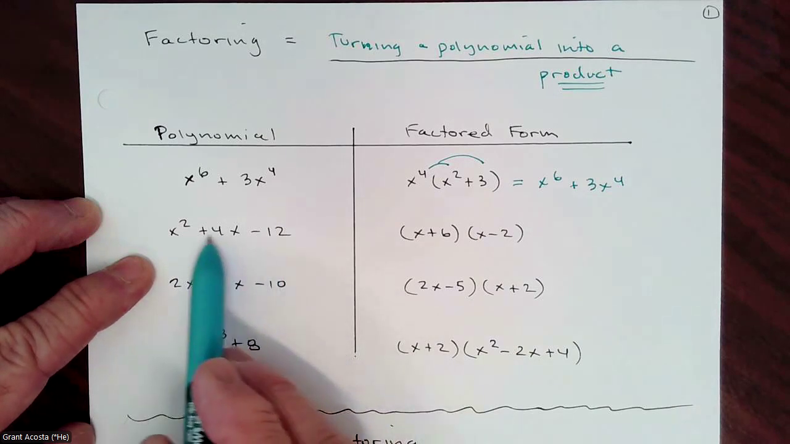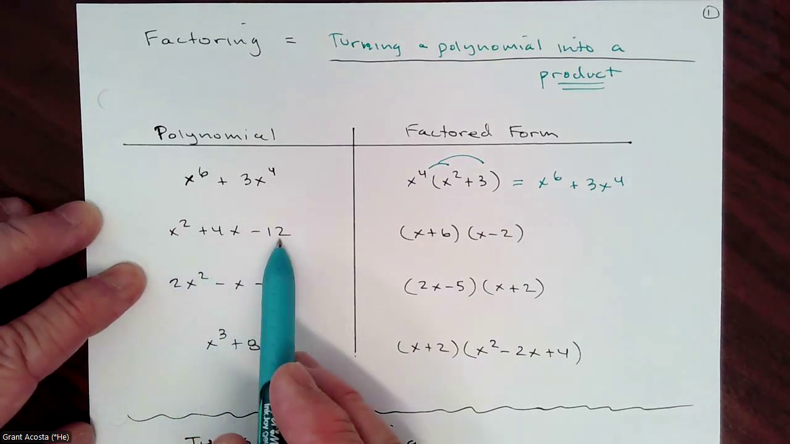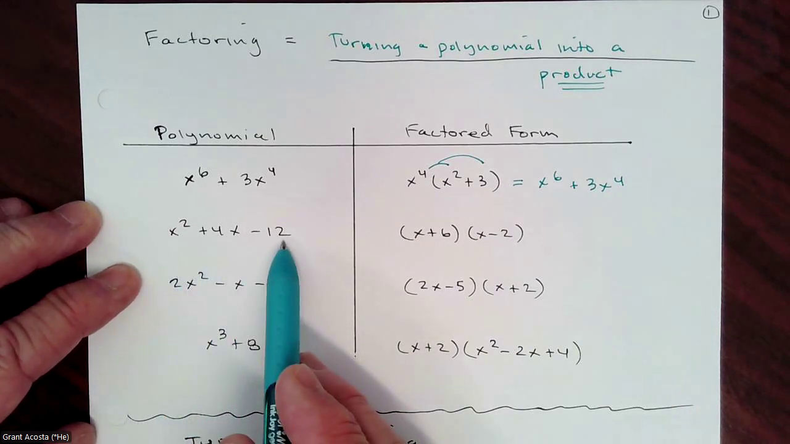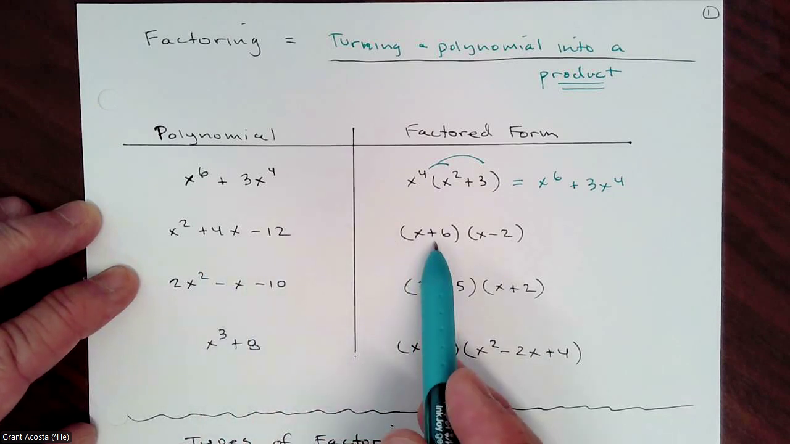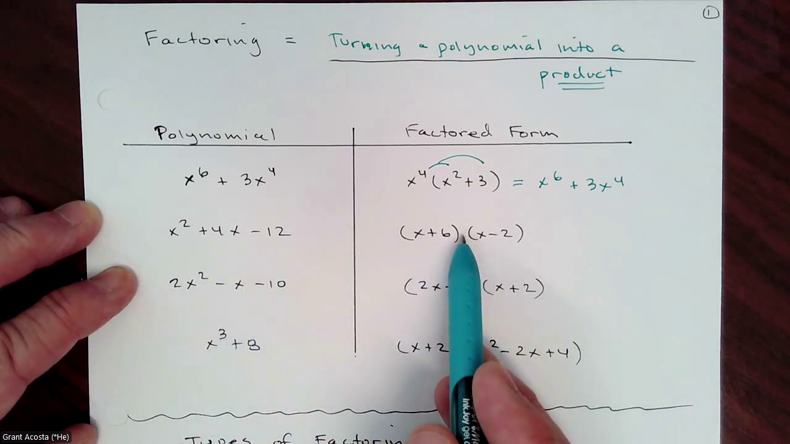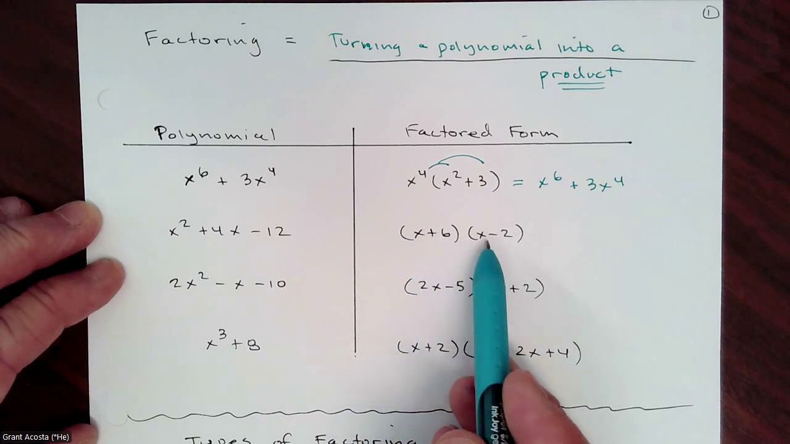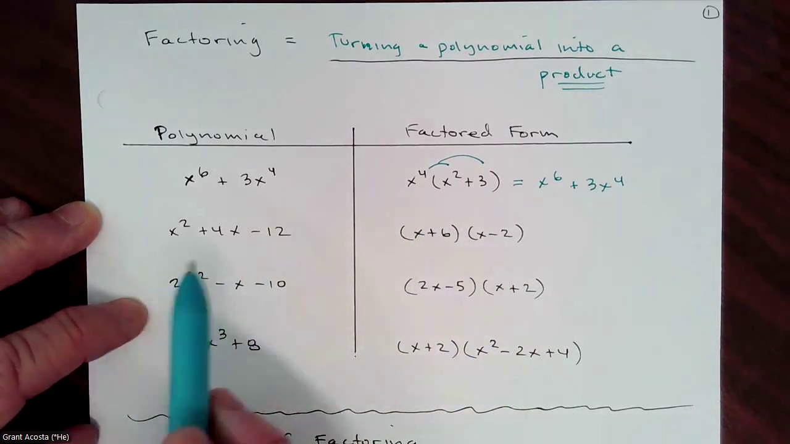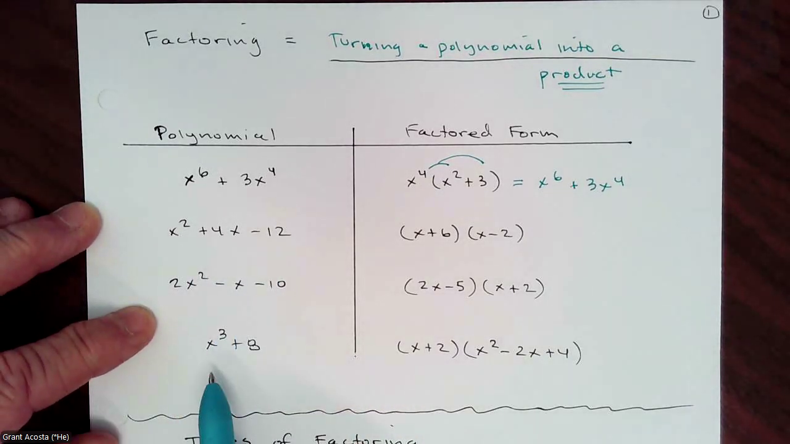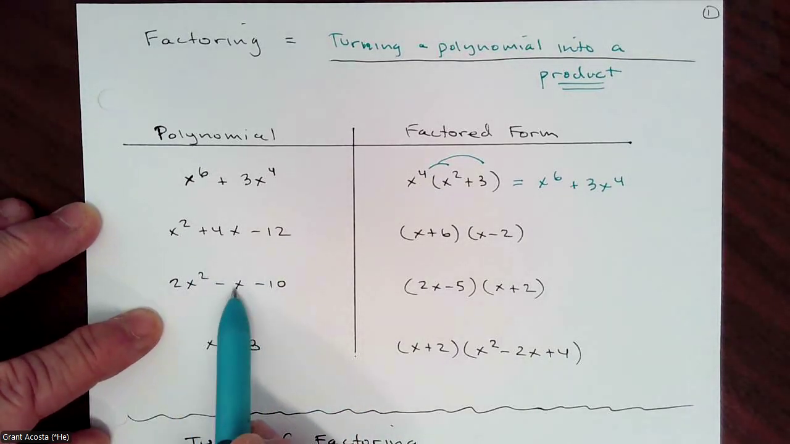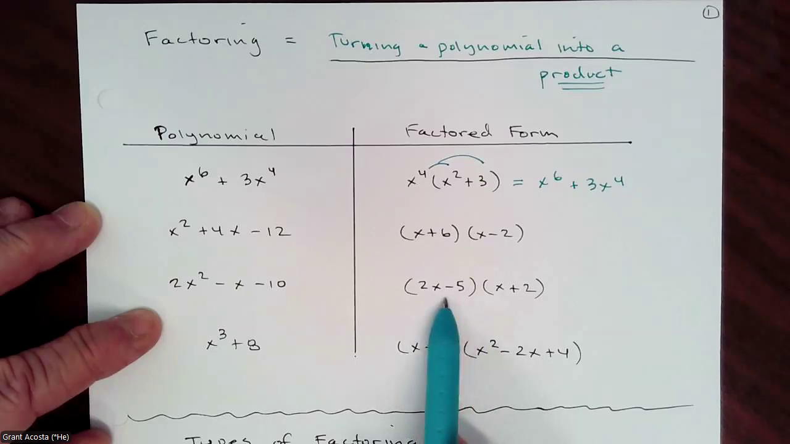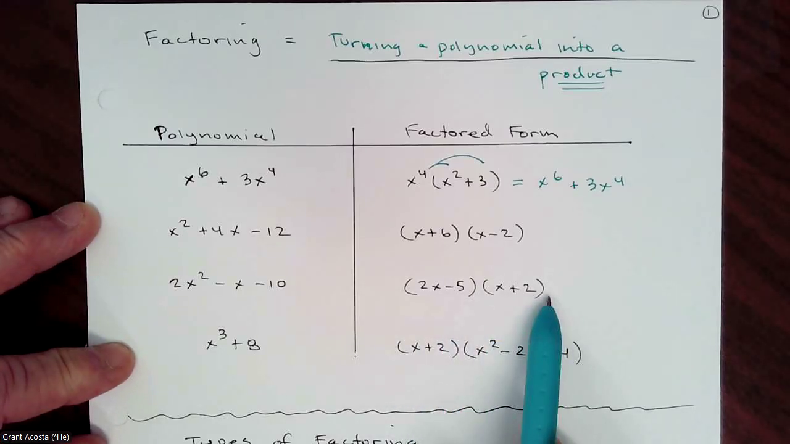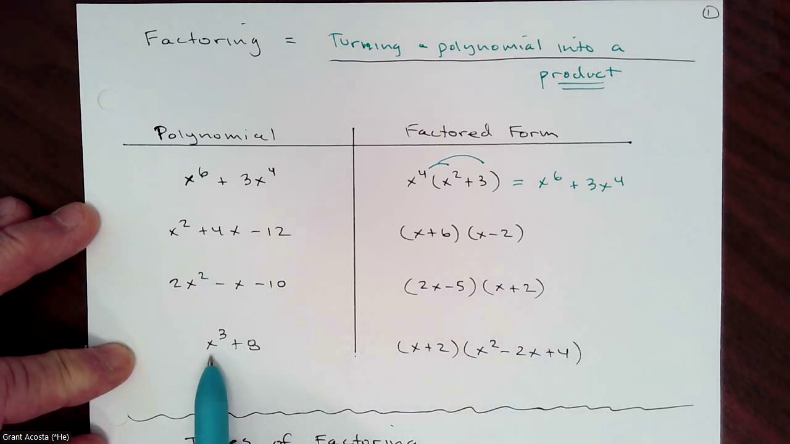Here we have a degree 2 quadratic trinomial, and that factors in factored form. It can be shown that this is the product of x plus 6 times x minus 2. You can multiply that out and convince yourself that you get this when you simplify it and combine the like terms. 2x squared minus x minus 10 in factored form is 2x minus 5 times x plus 2. Again, you could multiply that out.